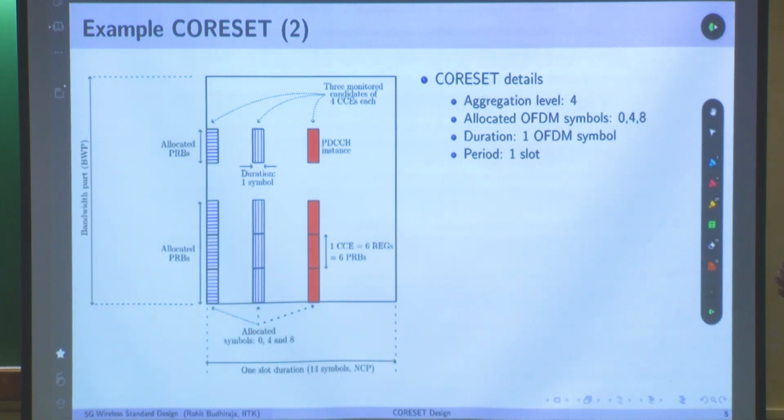We are defining a Coreset for a particular user. Mapping is non-interleaved, it will come later, but I have mentioned it here. I will explain what these interleaved and non-interleaved mappings are. This aspect I will explain later, but I have to define it.